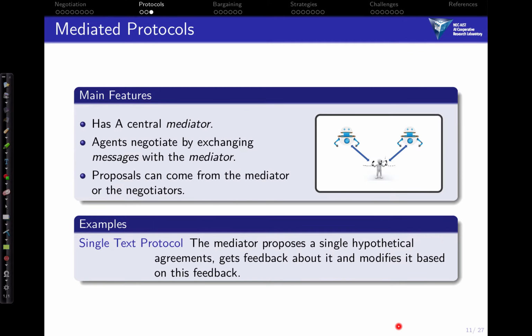The mediated protocols are protocols in which there is some mediator. The role of the mediator varies depending on the protocol. Sometimes the mediator is the source of all proposals. So the mediator proposes something for both agents, and if both agree on it, it becomes an agreement between them. And if one of them or both reject it, the mediator just changes the offer. So that's what's called the single text protocol. And in the real world, the single text protocol is used in lots of cases when a third party actually exists and can be trusted by both parties.